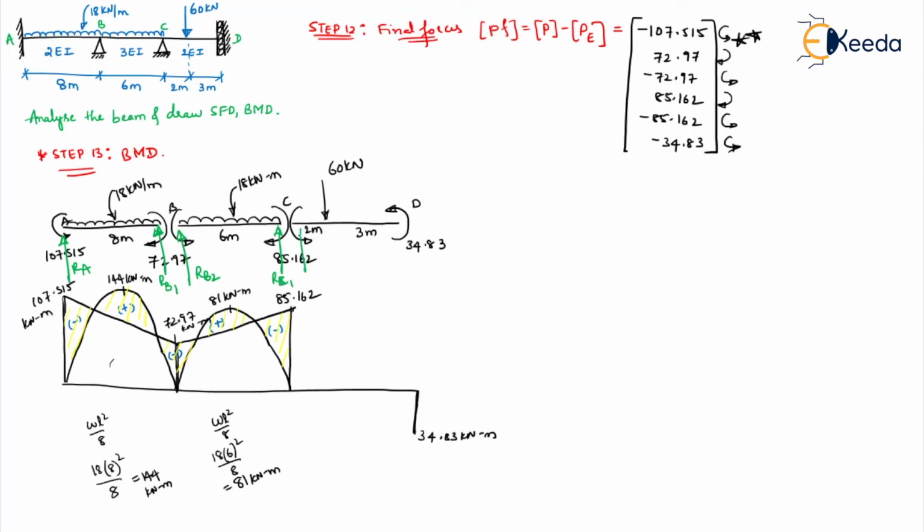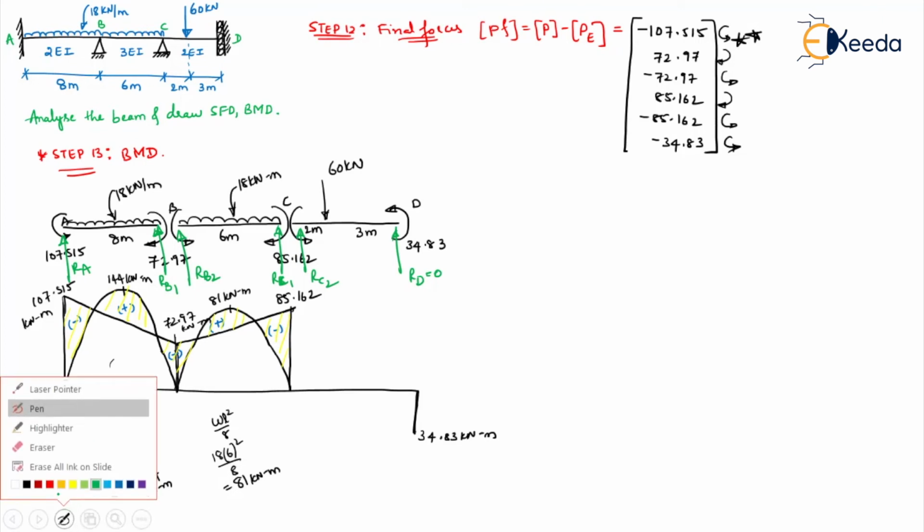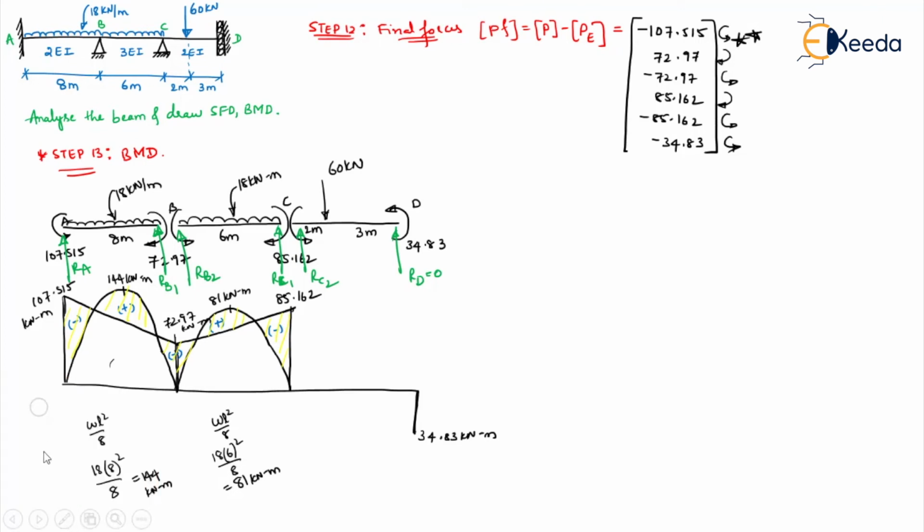RC1 and this is your RC2 and finally here this is your RD. Now actually this is free to move vertically up and down, so your RD will automatically come 0. Anyways, we'll calculate, even then we'll get here the 0 value. So let's start one by one. Now first for the span AB.